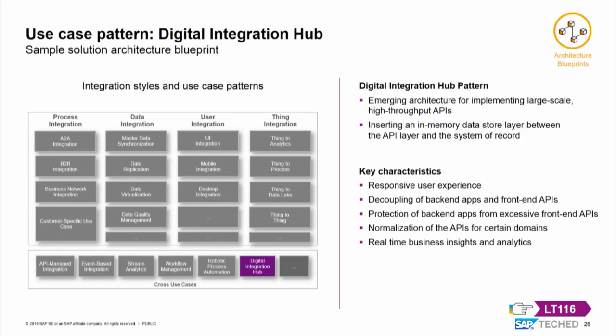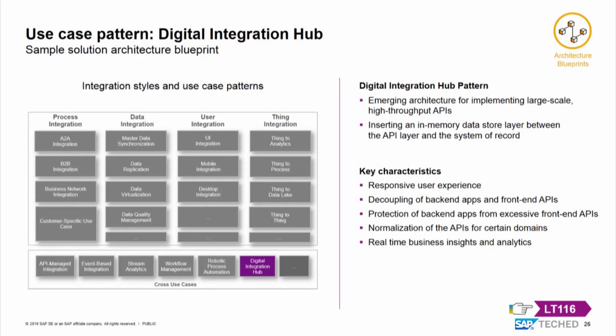So if you really want to safeguard your backend applications and provide scalable access through APIs to your backend applications, the digital integration hub pattern is a common pattern also used by analysts. What you can do here is have a kind of persistency in an in-memory data space like HANA, and you can then expose your APIs and also hide the complexity and the traffic from your backend applications. So what are the key characteristics here?